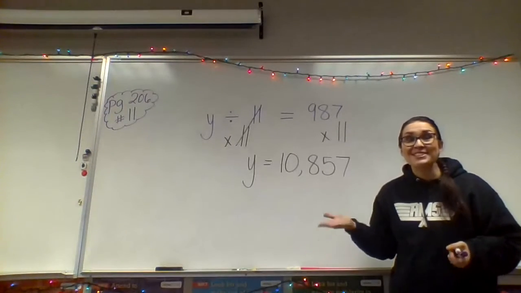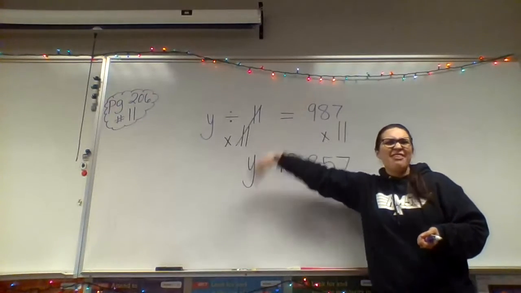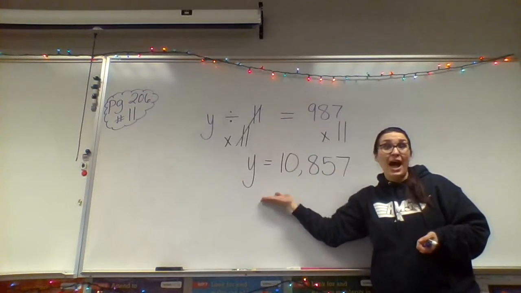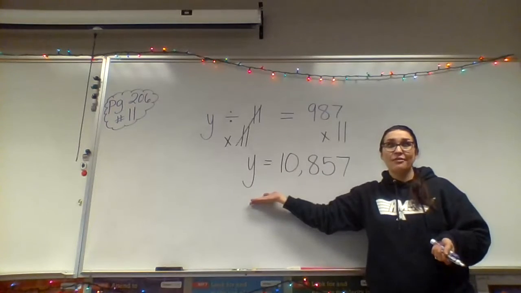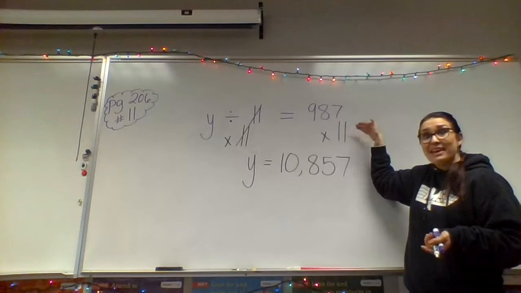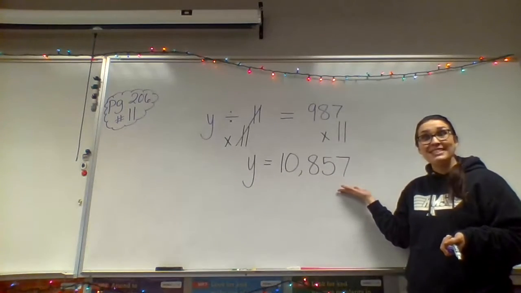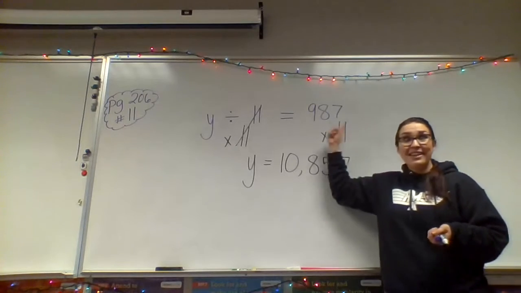All right, my friends, so remember, when we're dividing by 11 and then I multiply by 11, that cancels each other out, so we get y, which is our variable, all by itself. And then when I take 987 and multiply that by 11, the product, the answer, is 10,857, which is the solution to this equation.